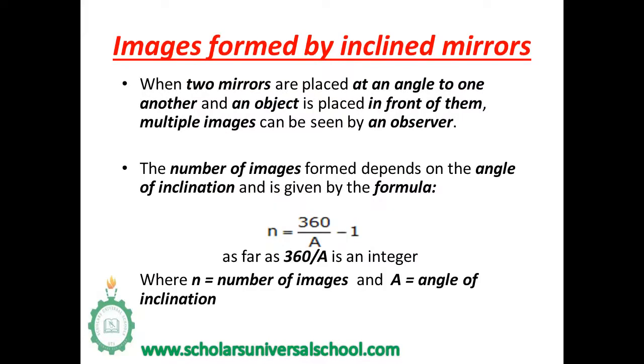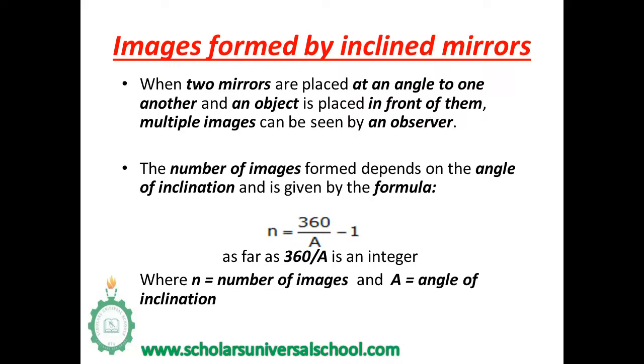So let's move on. Now we can also have mirrors inclined at angles. When you incline two mirrors together at an angle and you view an object in front of them as an observer, you observe that multiple images are formed. The number of images formed depends on the angle at which you have inclined the two mirrors. If you incline them at 30 degrees, 60 degrees, 80 degrees, at different angles, they will have what?